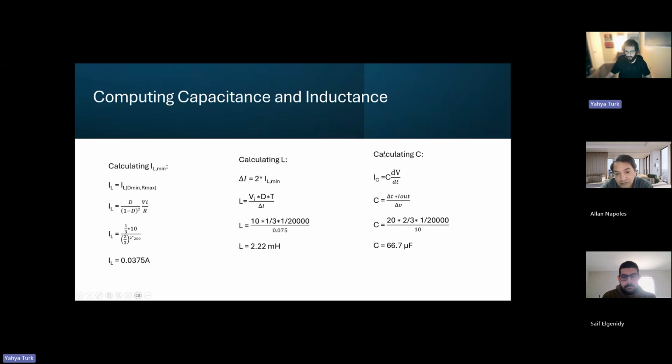And then same thing for capacitance. We solve for the capacitance, and then, as I said, subbing in 0.05 V out for delta V, I over V is just 1 over R, and D max over, and it's D max, R min gives us our capacitance value.